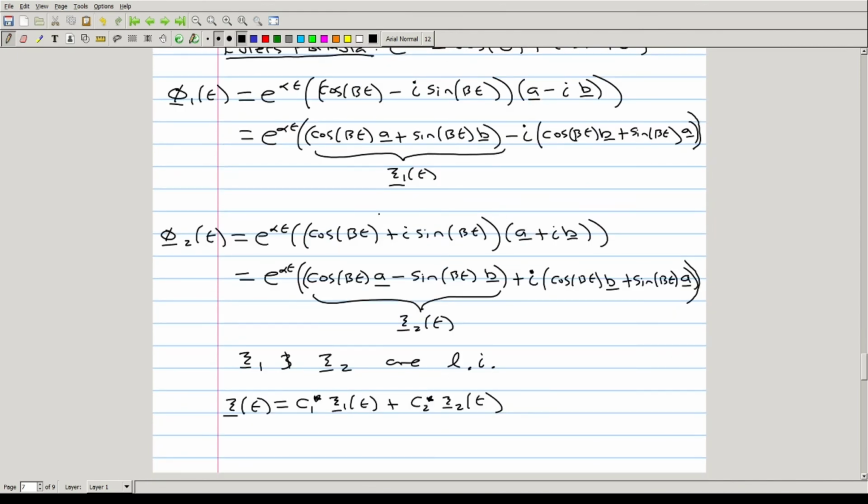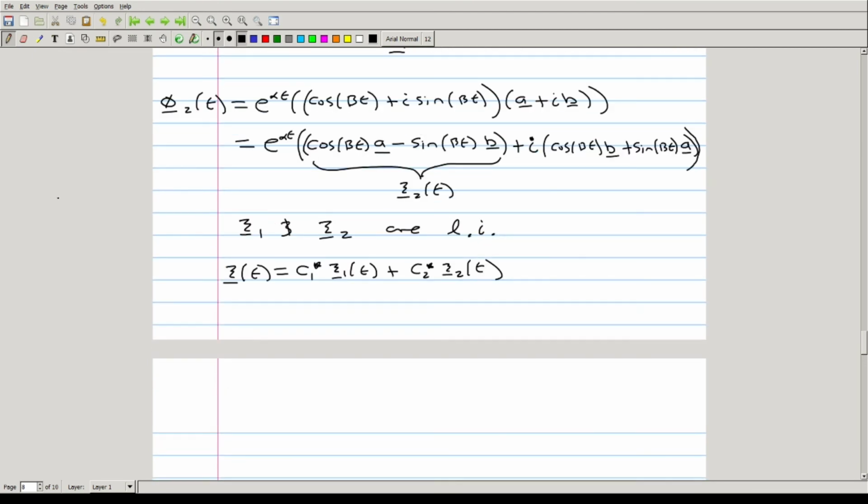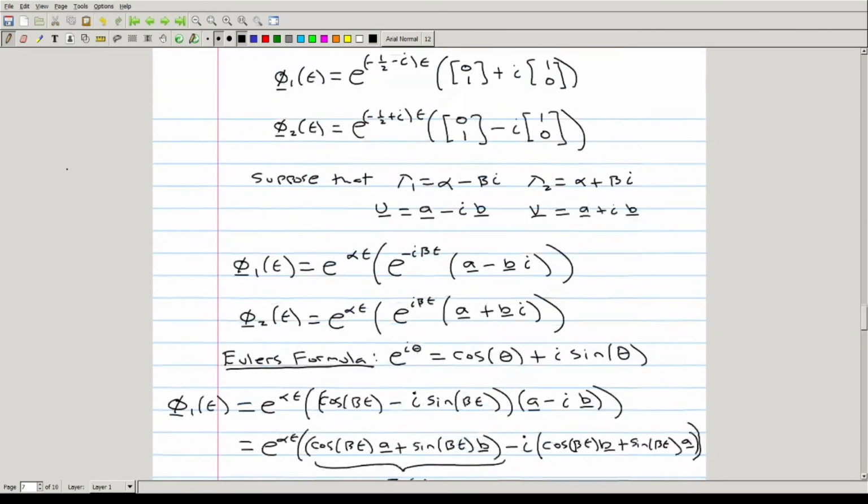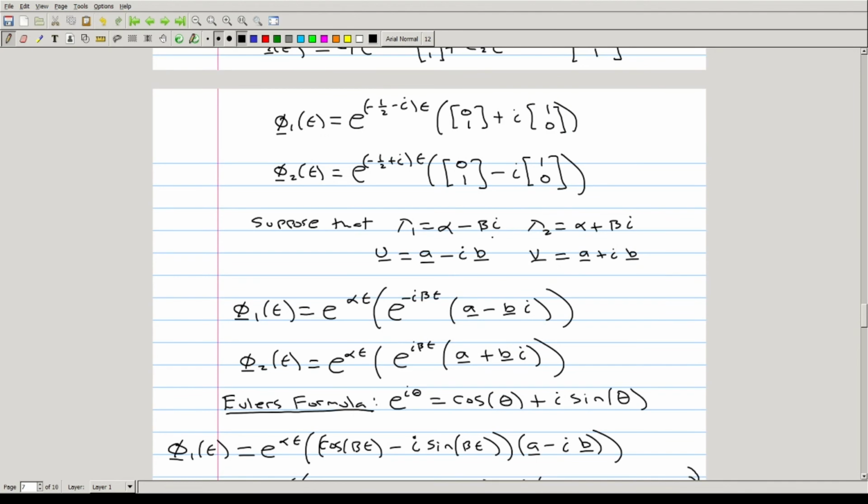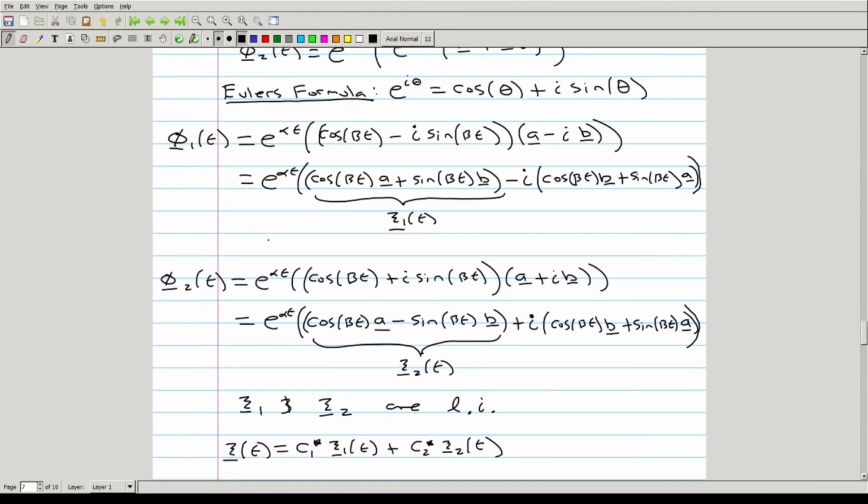This procedure right here that I just showed directly applies to higher dimensional linear systems as well, because eigenvalue eigenvector pairs that are complex will always appear like this, which is very, very cool.